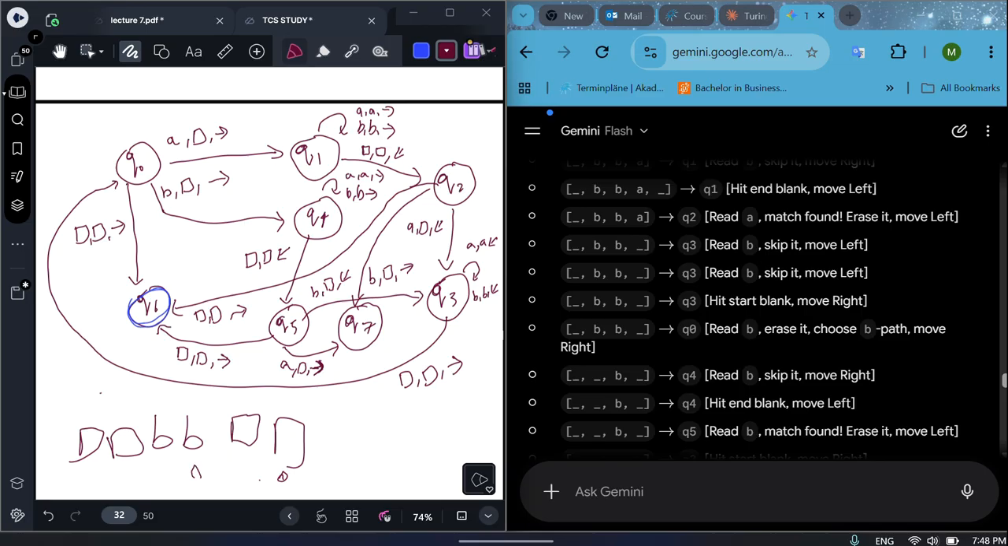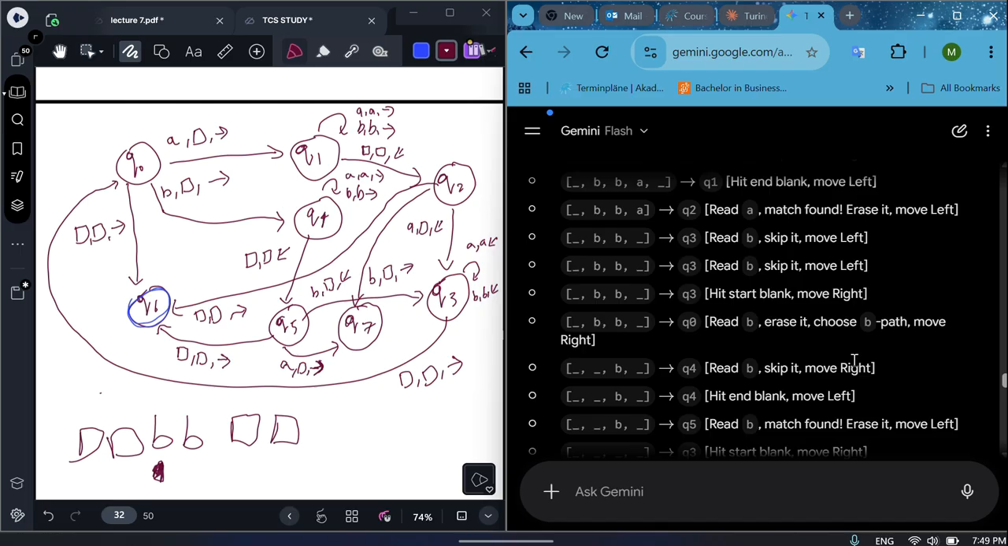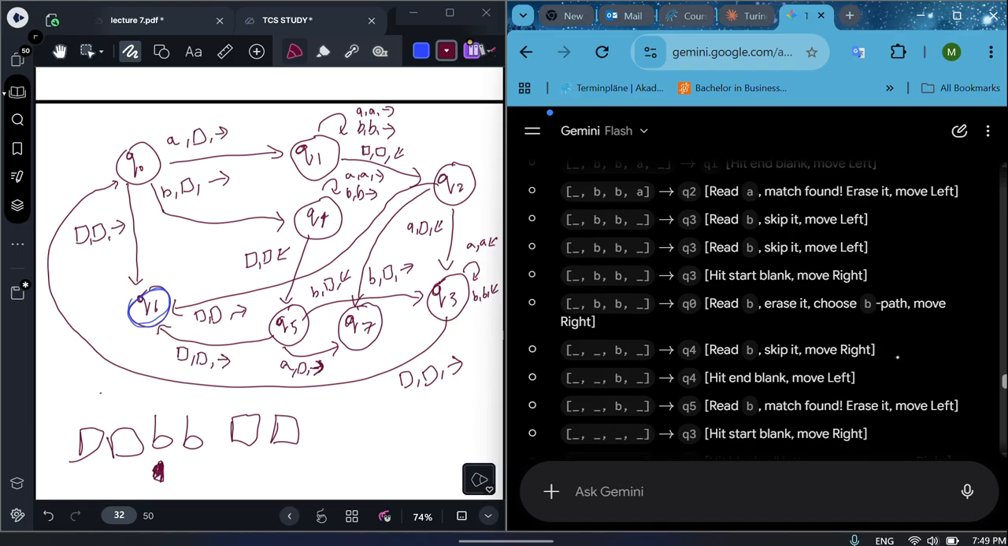And it changes the state to Q3. And in Q3, it says if you read a B, skip it, move left. If you read a B, skip it, move left. And the moment you hit the start blank, move right. Like this. So our tape head should be over here. Now we know that we have hit the start blank symbol and we move right.